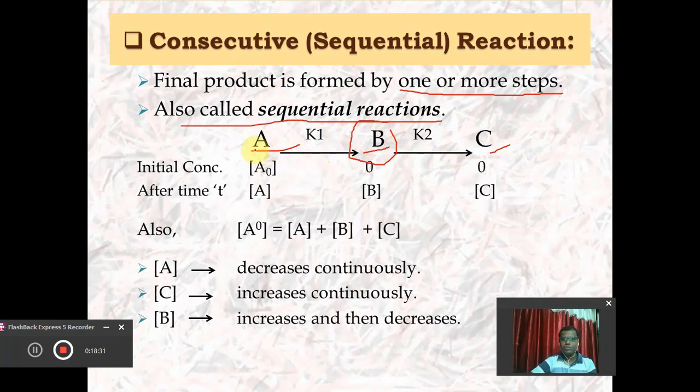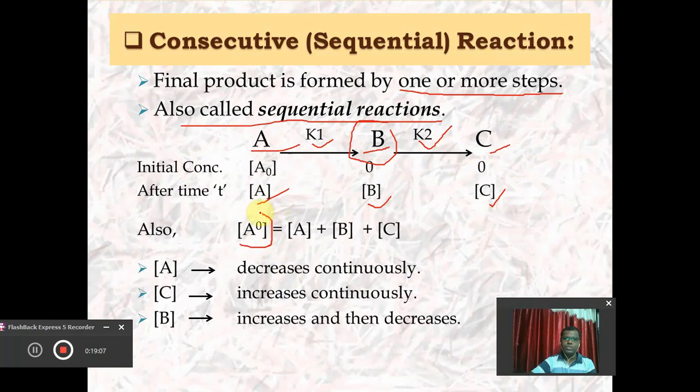So the first step is the conversion of reactant A into intermediate B, and the second step is the conversion of intermediate B into C. The rate constant of conversion of A into intermediate B is K1, and the rate constant of conversion of intermediate into C is K2. The initial concentration of A will be A0, that of B and C at the start of the reaction will be 0, and after some time, suppose the concentration of remaining unreacted A is A, that of B is B, and that of C is C.